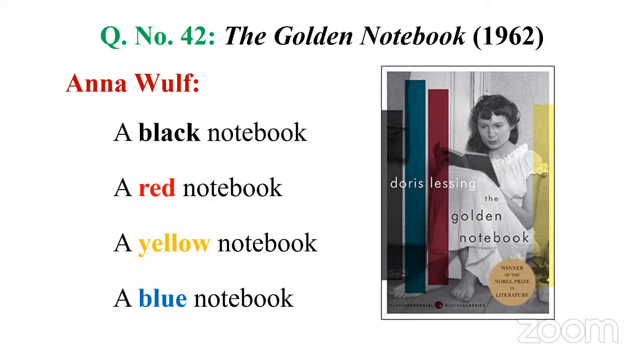So sometimes they ask a question like this: which of the following is not a color used in this book? So we have black, red, yellow, blue. And all these four notebooks are combined and put together in the golden notebook. The golden notebook is a kind of cover within which we find black, red, yellow, blue. This could be a possible question next time. And sometimes they may ask about the character Anna Wulf. So now we know Doris Lessing's The Golden Notebook was published in 1962.